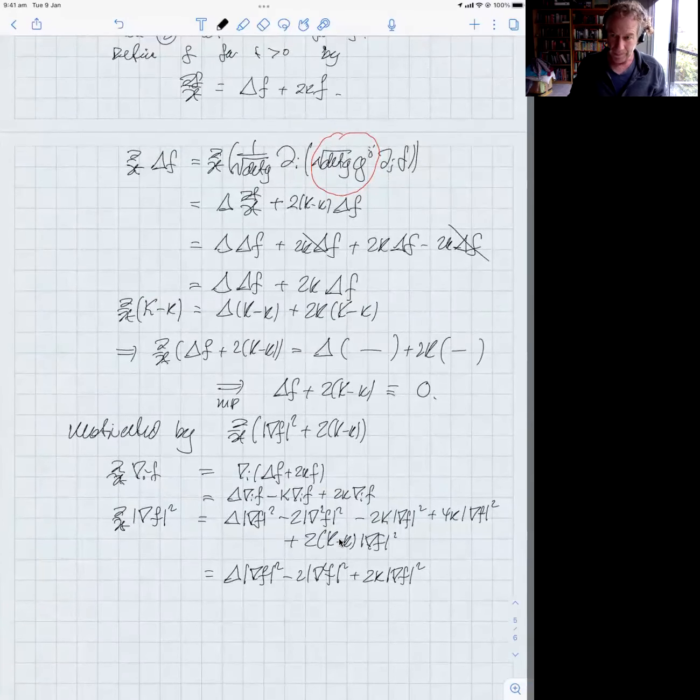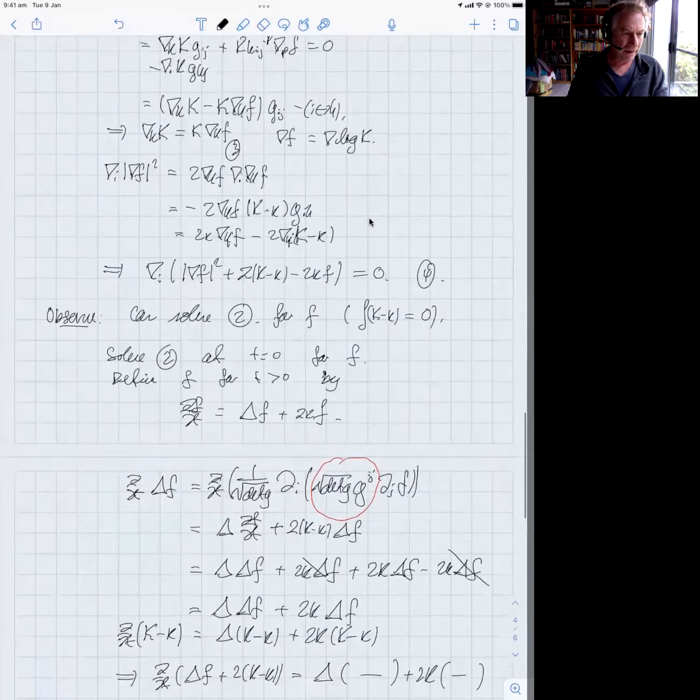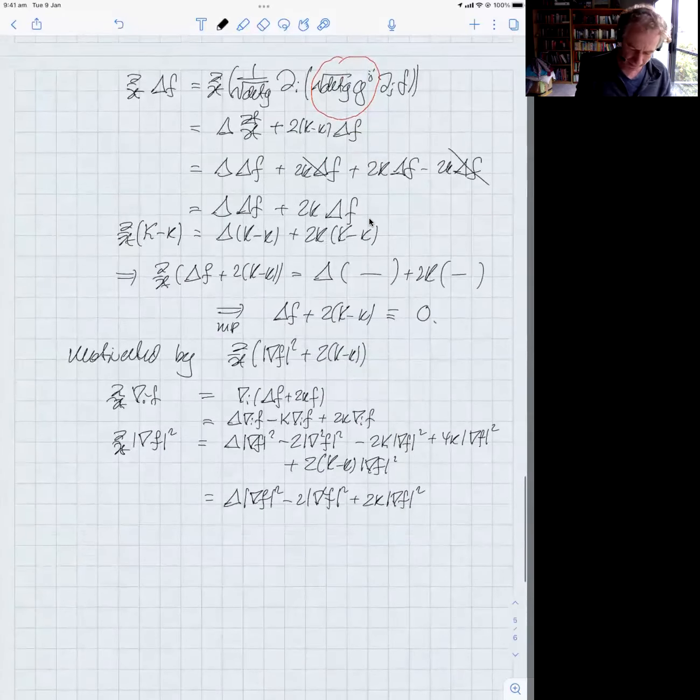Well, in particular, that's very nice. Particularly if kappa is less than or equal to 0, then I've got straight away a bound on gradient f squared. In particular, if kappa is negative, this would be an exponentially decreasing bound on gradient f squared. Okay, so I want gradient f squared plus twice (k minus kappa). So let's see what happens there. So d/dt of gradient f squared plus 2(k minus kappa).